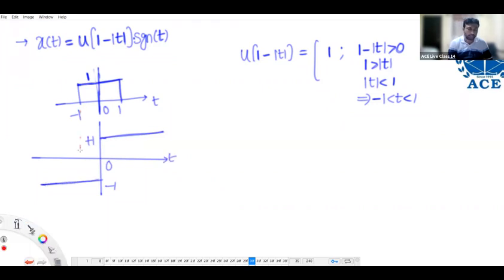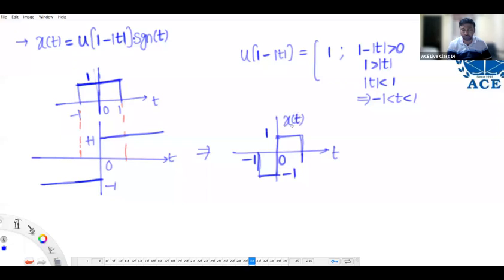So take the product, what will happen? Once you multiply both of them, for what interval are both signals there, sir? Only for the interval minus 1 to 1. Here, in the minus 1 to 0 interval, 1 into minus 1 is minus 1. In the 0 to 1 interval, here 1, here also 1, 1 into 1 becomes 1. Instead of saying that as a rectangle, indirectly it is given as u of 1 minus mod t. Very good, Dinakar.